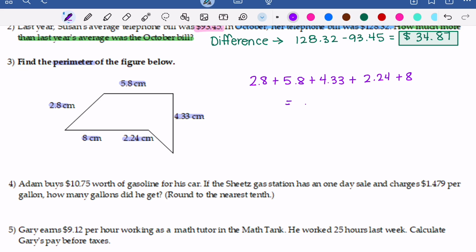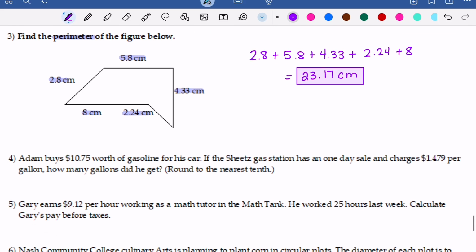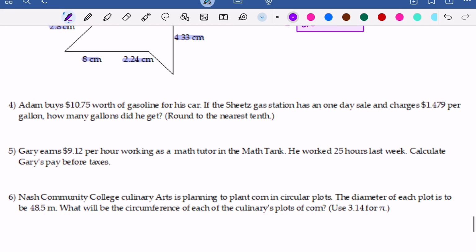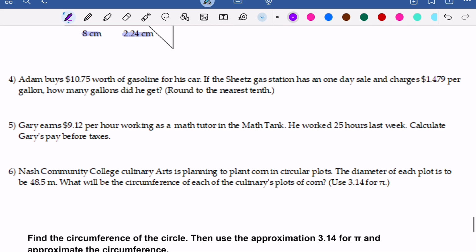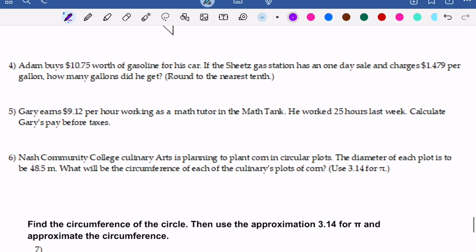And again, you can use your calculator for that. And when we do that, we get 23.17. We're going to add our unit, and it's perimeter, so that means that our unit doesn't change. So it's centimeters. And again, make sure you're pausing and checking to make sure that you can get these values.